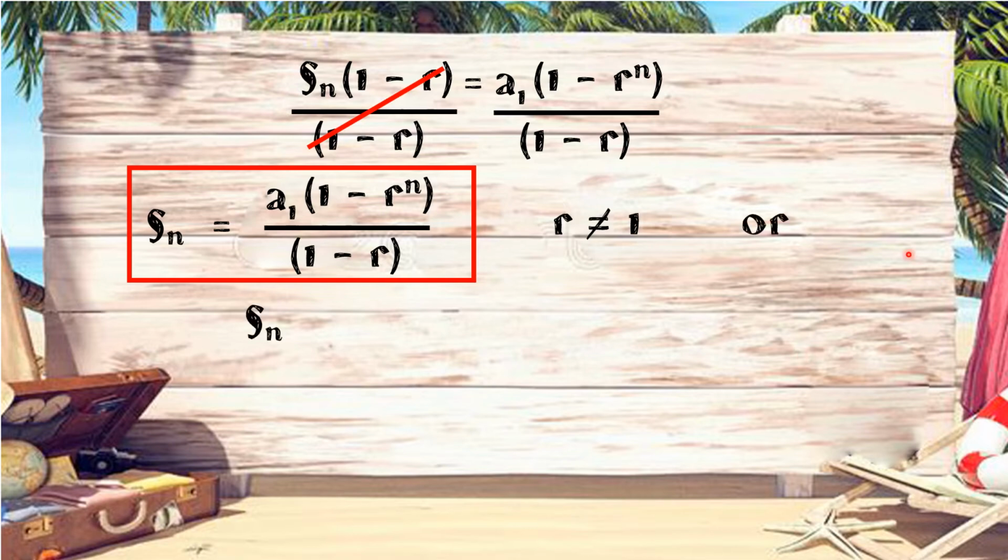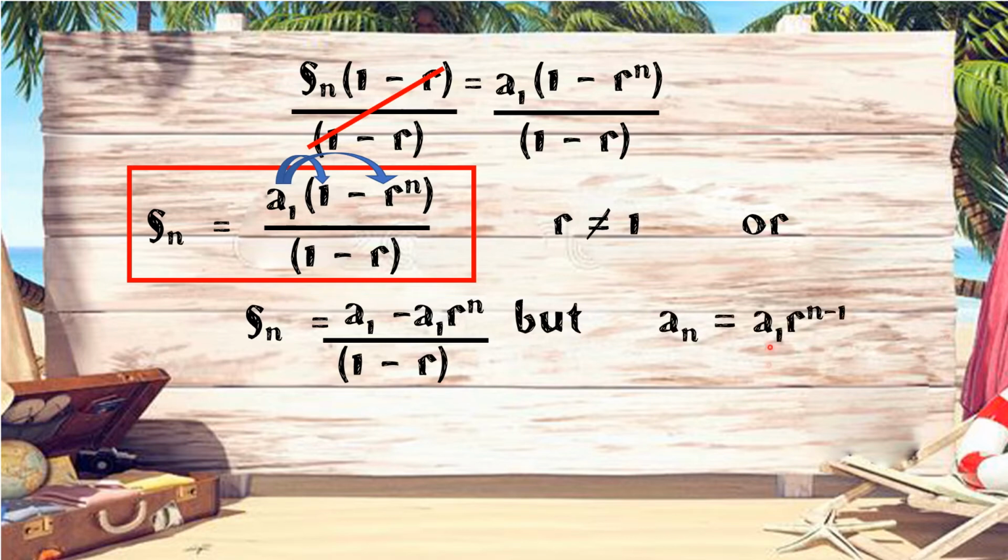Or, pwede rin naman ganito yung formula natin. S sub n is equal to, ayan. So, a sub 1 times 1 is a sub 1. And then, we have a sub 1 times negative r raised to n is negative a sub 1 r raised to n all over 1 minus r. Yan, ginaya lang.